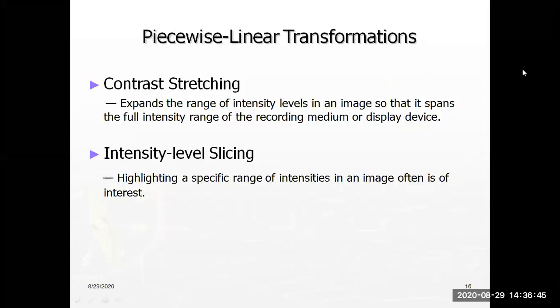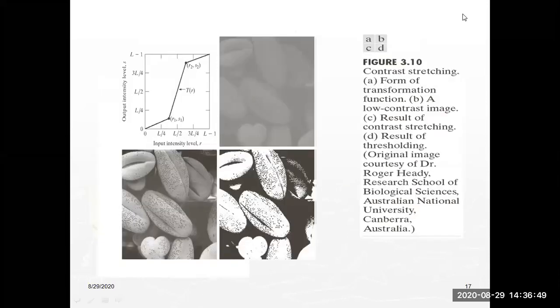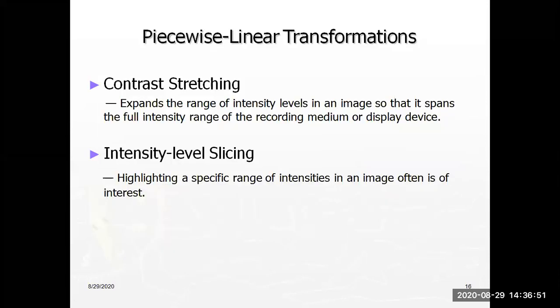piecewise linear transformation operations. In piecewise linear transformation operations, I already showed two graphs: contrast stretching and intensity level slicing. Contrast stretching expands the range of intensity levels in an image so that it spans the full intensity range of the recording medium or display devices.